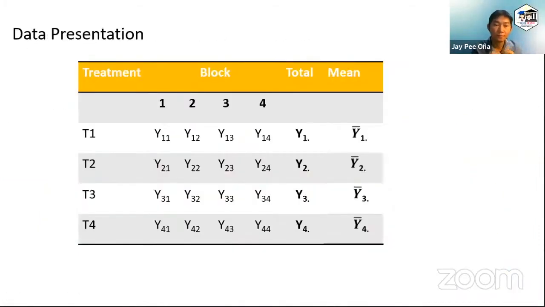Now we have this data presentation. So if you have this 4 replicates, so we have 1, 2, 3, 4 or 4 blocks, and then 4 treatments, 1, 2, 3, 4. So we have this. So 16 observations. And then we get the total and the mean.